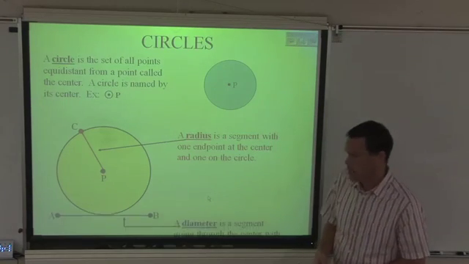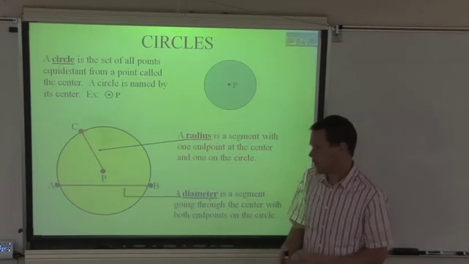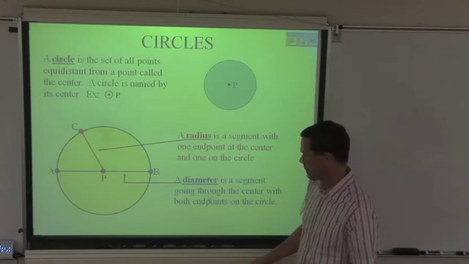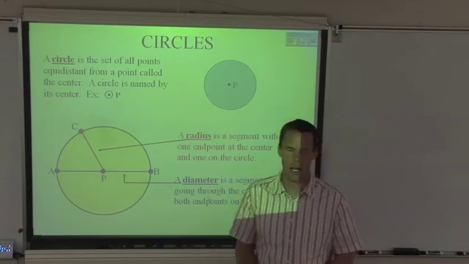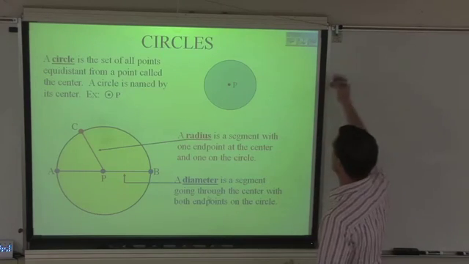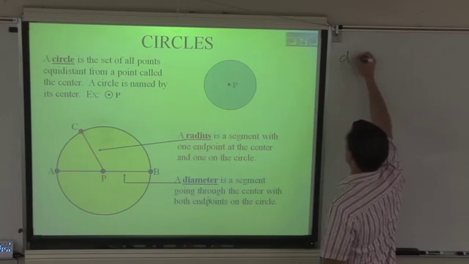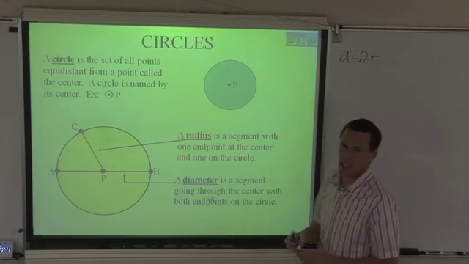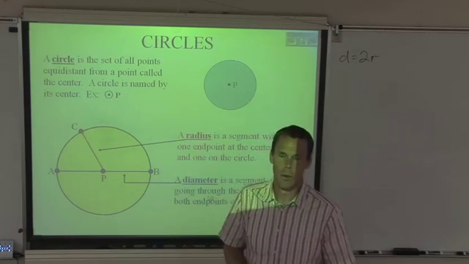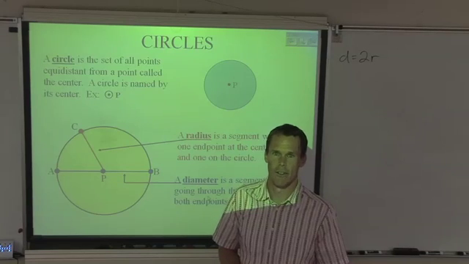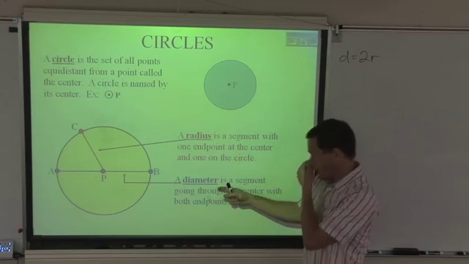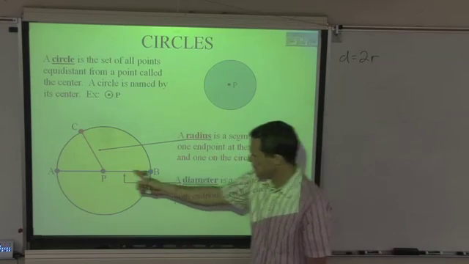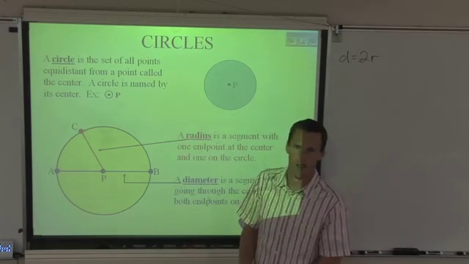Okay. Then there's the term diameter. A diameter is a segment going through the center of the circle with both endpoints on the circle. It is important to remember that a diameter is equal to 2 times the radius. This is something we will use later when we look at the formulas involving circumference. So a diameter is 2 radii that are collinear with each other, going through the center of the circle.